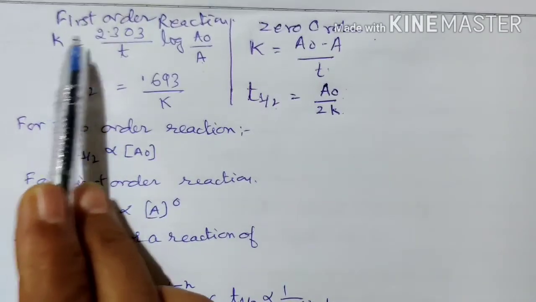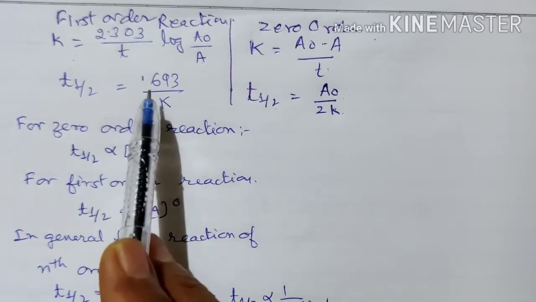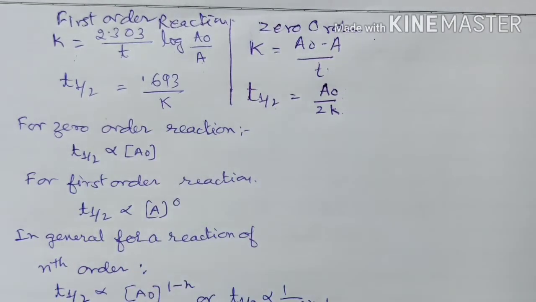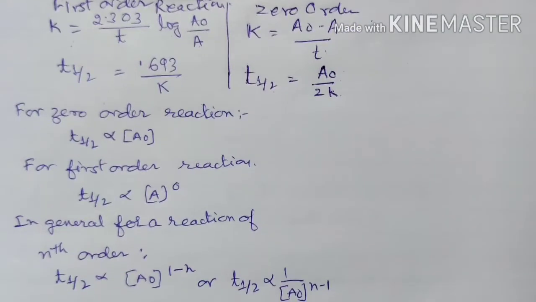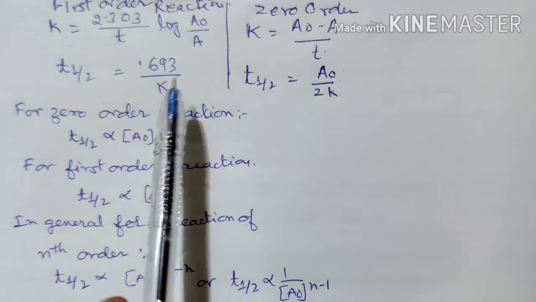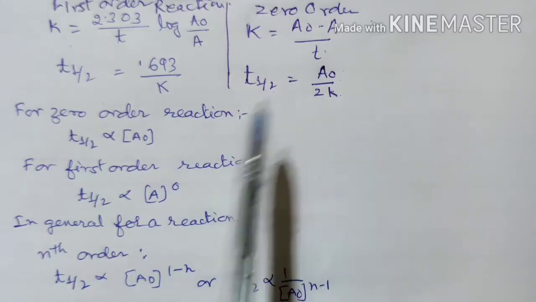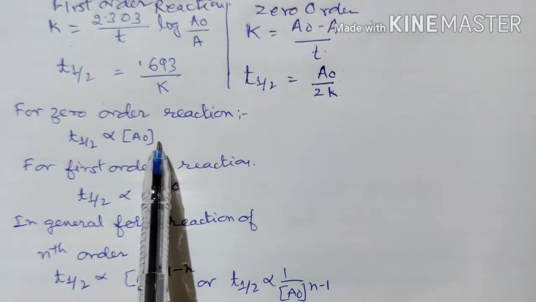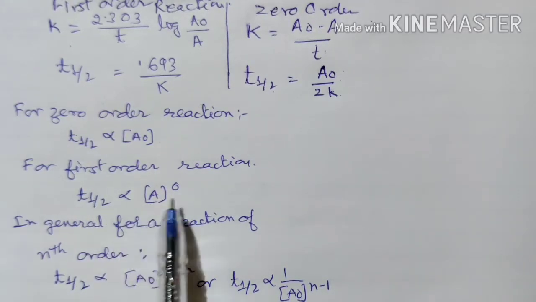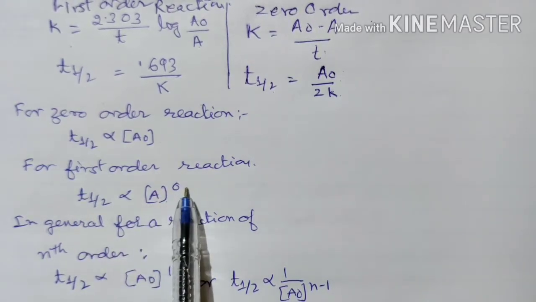Now for the first order reaction, t half is equal to 0.693 upon k and it is independent of the molar concentration of the reactant. So when we compare, for the zero order reaction t half is directly proportional to a0, and here for the first order t half is directly proportional to a0 raised to the power 0, that is equal to 1.